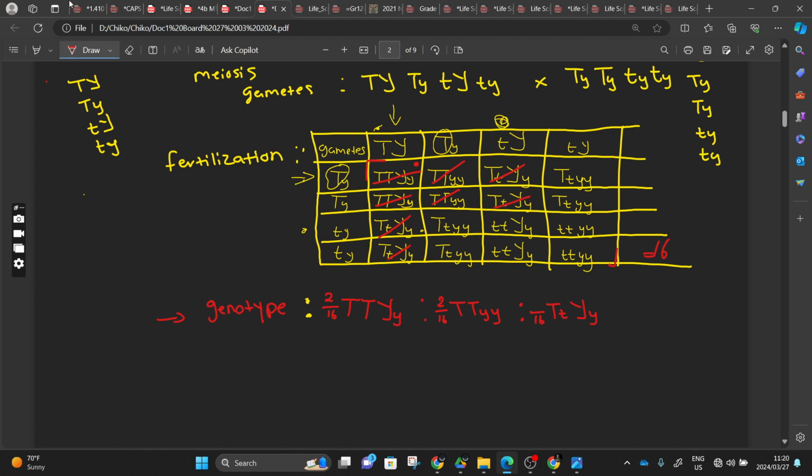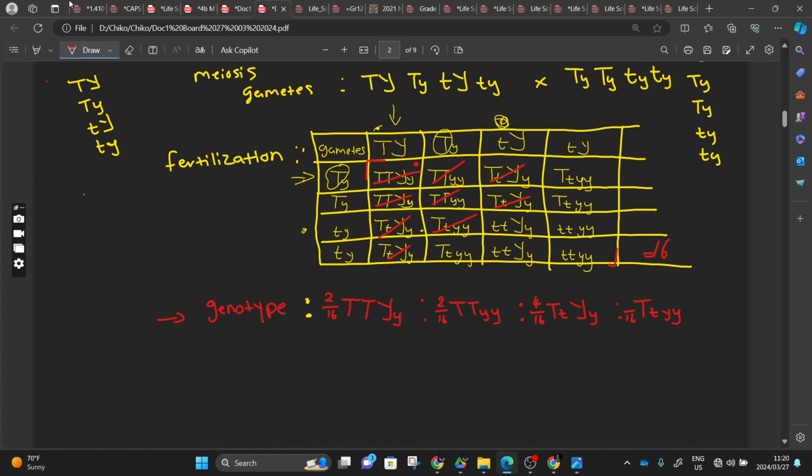And then there are four. Four out of 16, right? And then we move on to, let's do this: capital letter T, small letter t, small letter y, small letter y. Out of 16, how many do we have? We have one. We have crossed one.